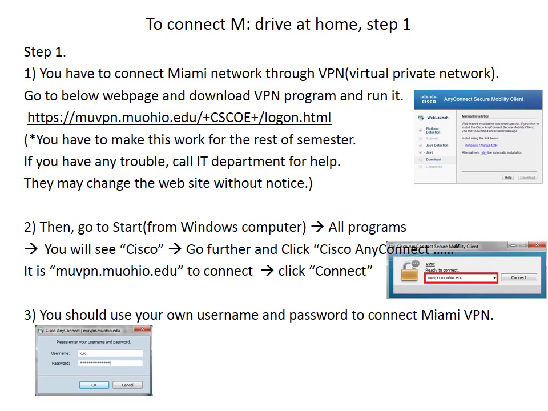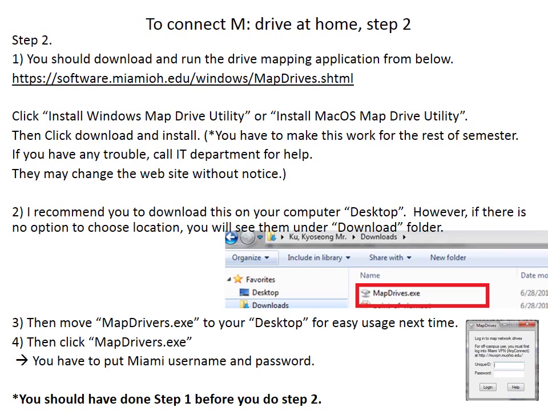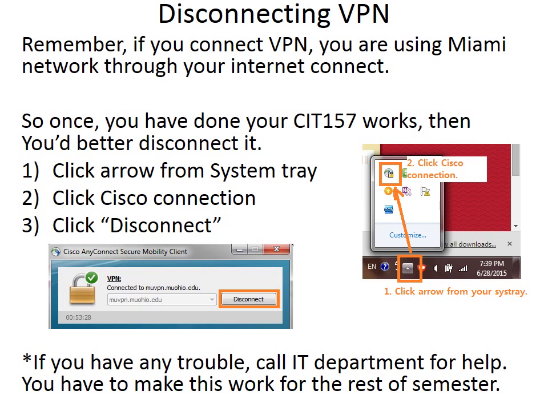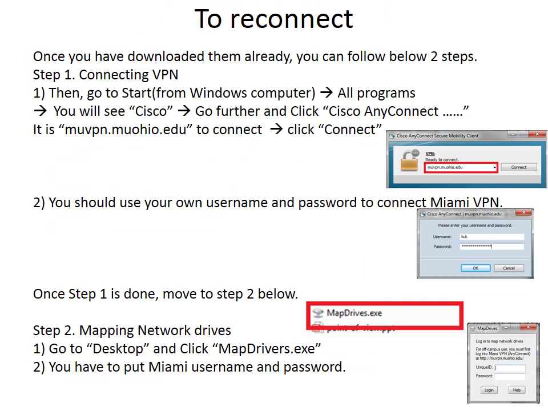They will help you. In step 2, after you connect to the Miami network through the internet with a VPN, you need to map network drives, including M drive. You will use a mapping program, mapdrivers.exe. After mapping Miami network drive M, you will see M from your computer. When you are done with your schoolwork, you should disconnect your VPN by clicking the Disconnect button. You can reconnect M again using the VPN program and mapdriver.exe.